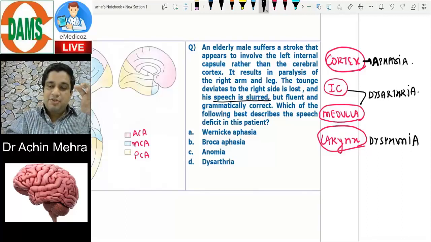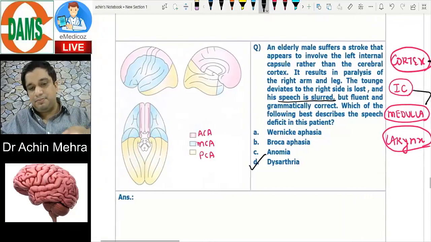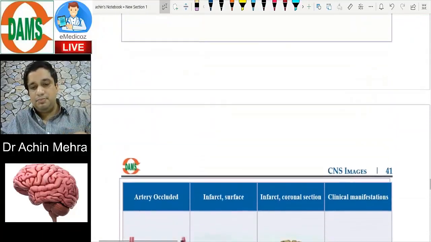So difficulty in phonation, difficulty in articulation, difficulty in word production or understanding, all the things combined like this. So this particular question, the answer is dysarthria.